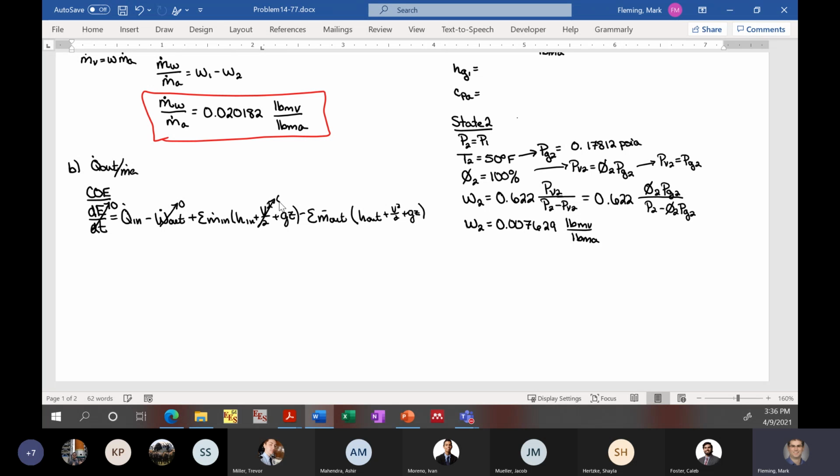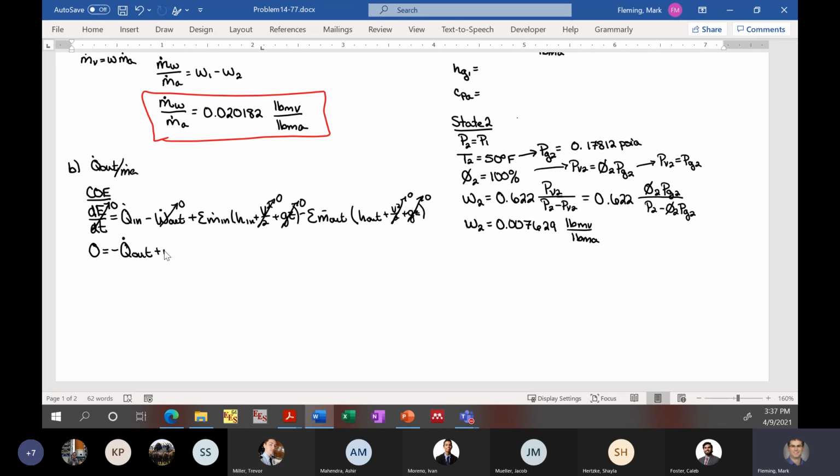We assumed that there was going to be no change in kinetic or potential energies, so we can cross those out of the equation. And so what we're left with is heat transfer rate in, which we can say is just a minus Q dot out. So we just flip the signs, since we know the direction in this case.